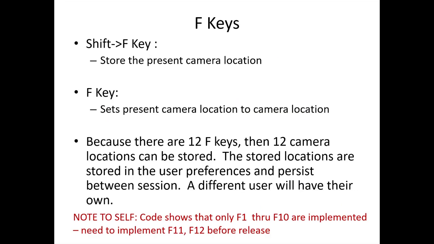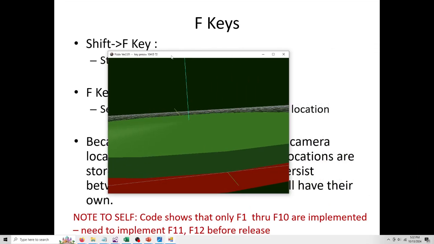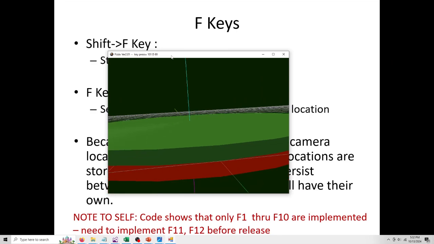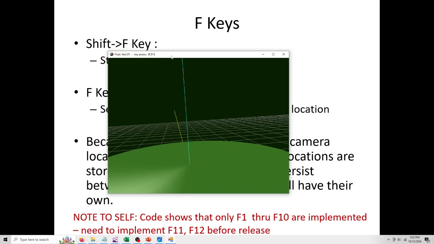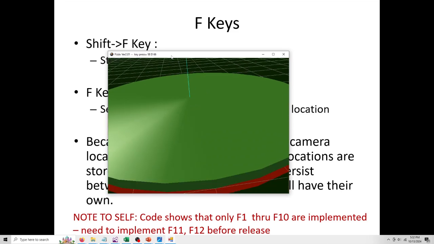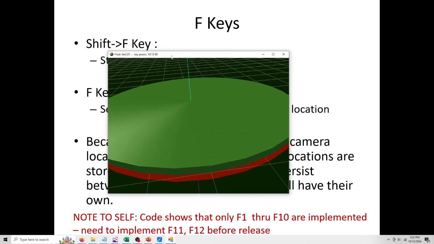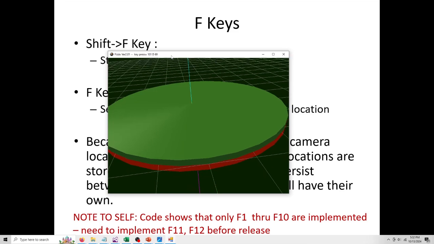Okay, we have the F keys, the function keys. So if you want to save your camera, you got that perfect camera location every time you restart your software. You know, you want to look at your experiment from this particular camera location angle. Well, you can save your camera location. To save a camera location, you hold down the Shift key and hit any one of the function keys. Well, right now only up to F10 works. My notes say to get it to work for 11 and 12 too.